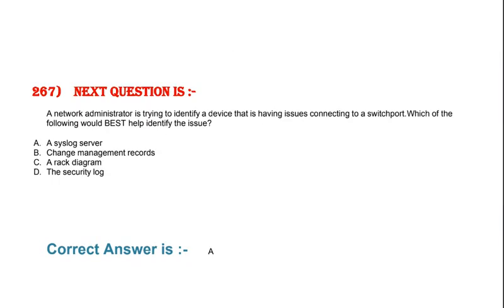Question is, a network administrator is trying to identify a device that is having issues connecting to a switch port. Which of the following would best help identify the issue? Option A, a syslog server. Option B, change management records. Option C, a rack diagram. Option D, the security log. Correct answer is option A.